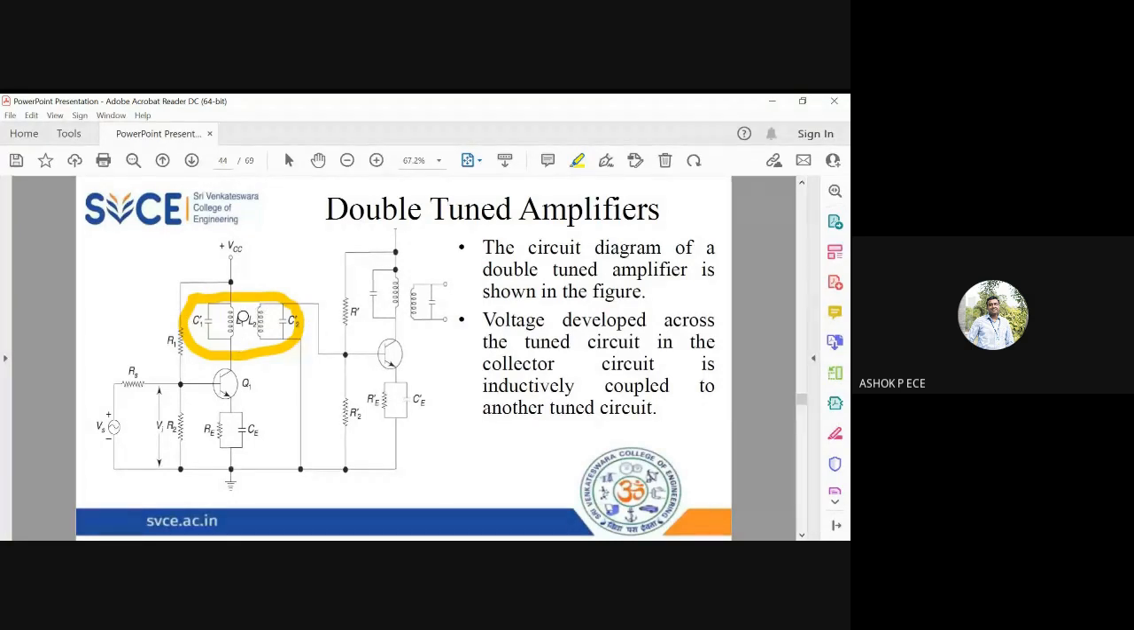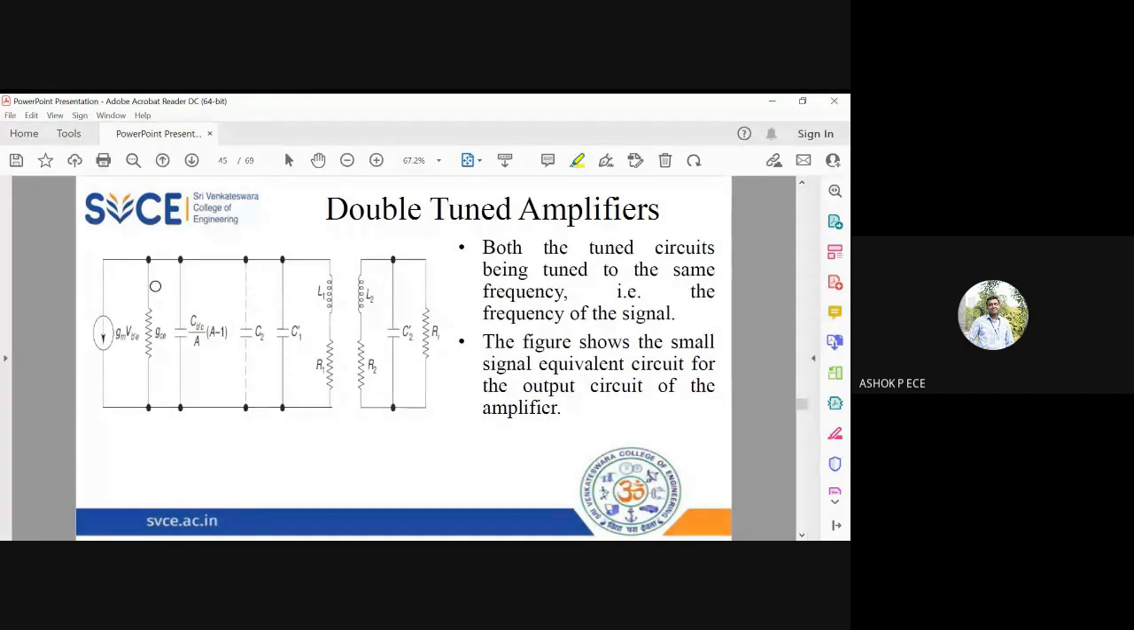In a transformer, on the primary side, you will have an LC combination. On the secondary side, you have an LC combination. So this is going to act like a tuned circuit. And the most important thing is this LC and this LC are tuned to the same frequency. And you can have multiple stages of double tuned amplifier for having better selectivity of your application.